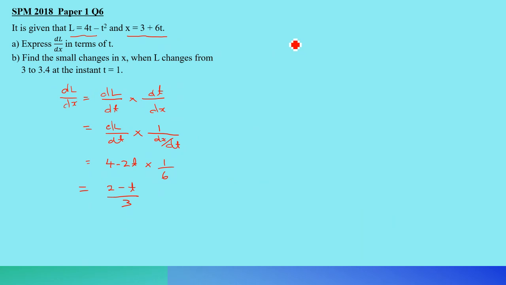Since you are given dL dx, which we already found in the first part, we can find the connection here. Since dL dx is given in this form, delta L over delta x is approximately the same as dL over dx for small changes. So you want to find the changes, which is the same as dL over dx times delta x. But what is given to you is delta L, the small changes in L.